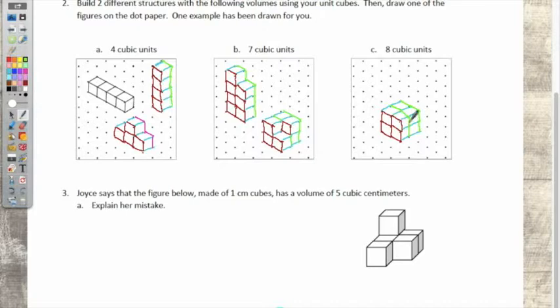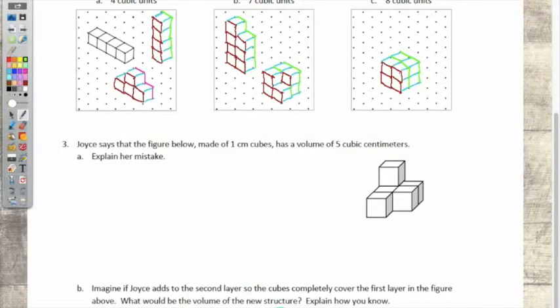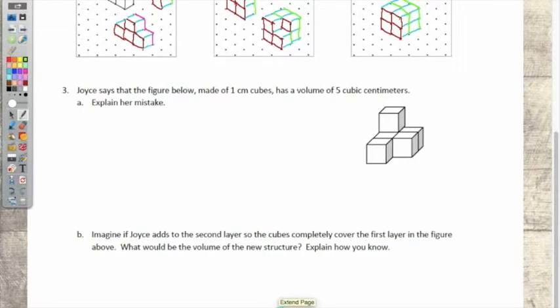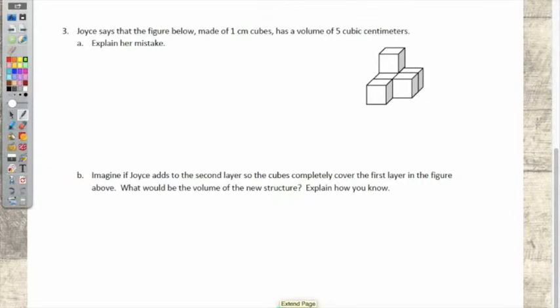Okay, so let's go down to number 3 once you have that drawn. And number 3, you need to build this figure right here out of your cubes. So build this figure that's on number 3, okay? You guys are getting really good at it. Okay, you don't have to tell me when you're done.